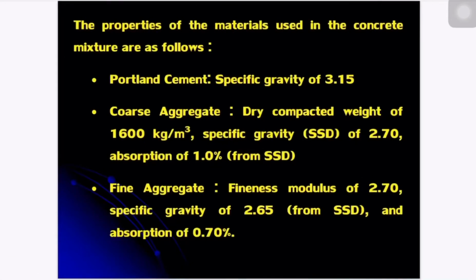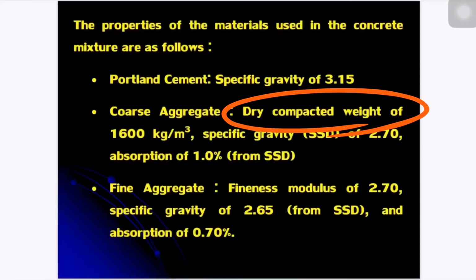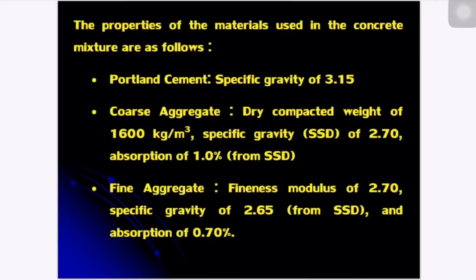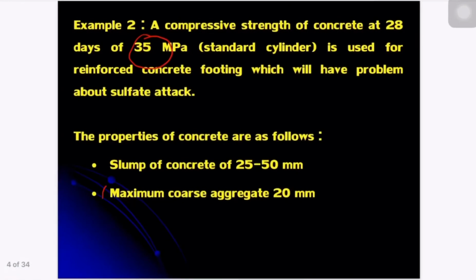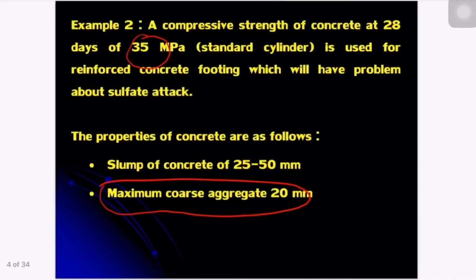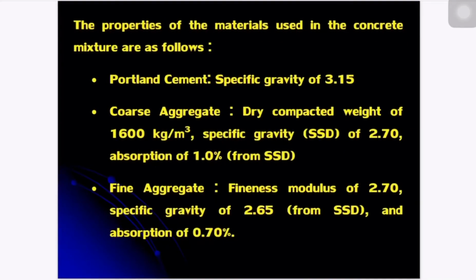In addition to the criteria, we have to know the important basic properties of each material. The first one is the density or specific gravity of Portland cement. For the coarse aggregate, the dry-rodded weight or the unit weight of coarse aggregate in dry condition, specific gravity and water absorption at SSD condition of coarse aggregate. And the last one is the maximum size of coarse aggregate. For fine aggregate, the fineness modulus, specific gravity, and water absorption are required.